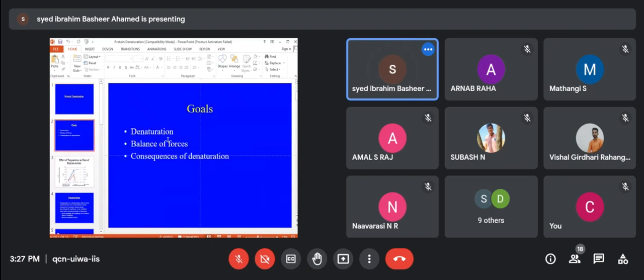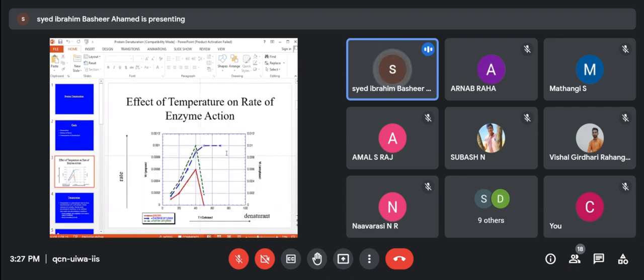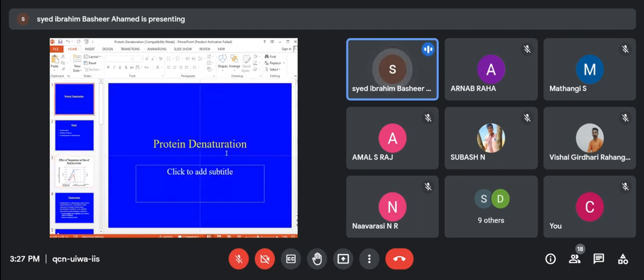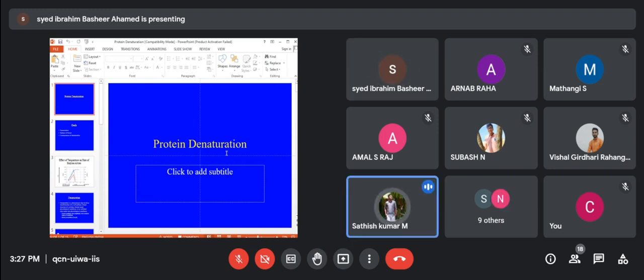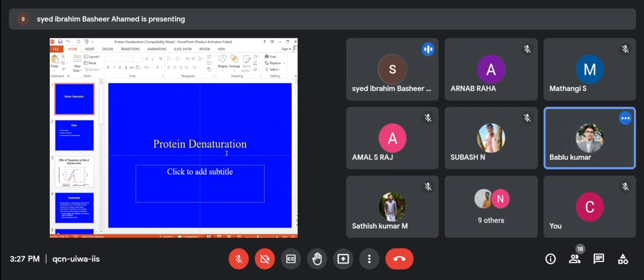Okay. So we are going to see what is meant by protein denaturation. How can you do the denaturation? Can anybody say? Do you have any idea whether you will be able to denature the protein? Altering the pH. By heating. Or by using some detergent. Detergents, okay.